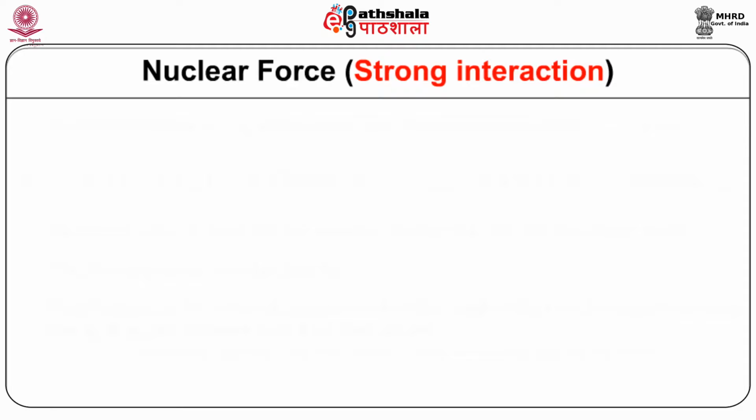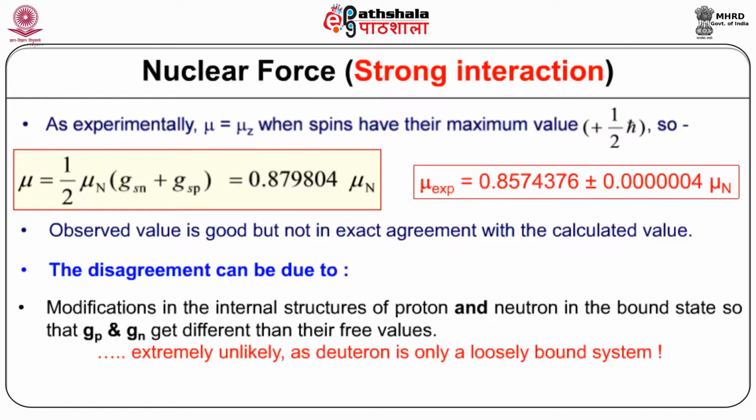We are continuing with our discussion about deuteron. Experimentally, mu is equal to mu z when spins have their maximum value, that is plus 1 by 2 h bar. So in this condition, by definition, mu is equal to mu z in the state when m is equal to I. This we have seen in the definition of magnetic moment.